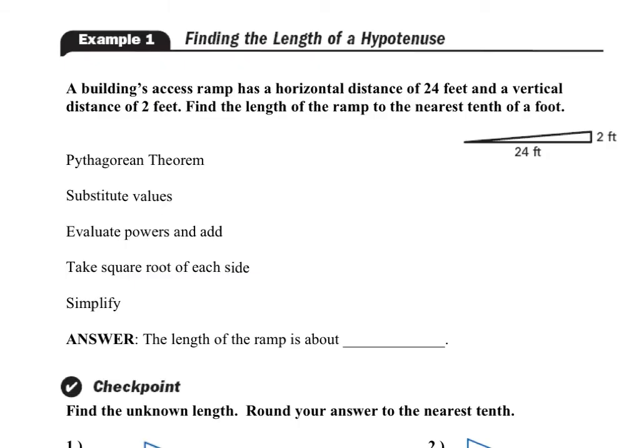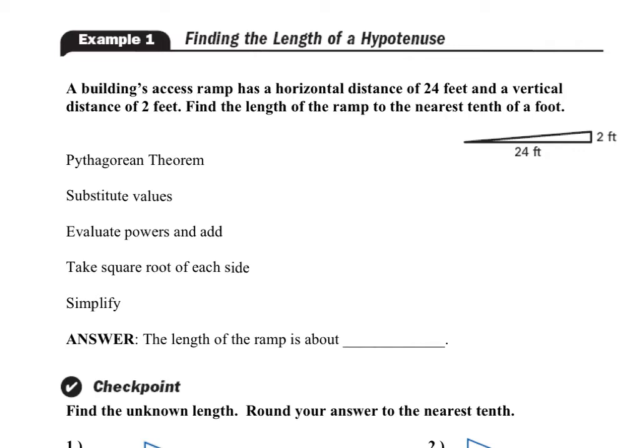All right, so we're actually going to start with a word problem because the word problems here really aren't that much more difficult than when there's not a word problem. This says a building's access ramp, meaning the ramp you would use to get into the building, has a horizontal distance of 24 feet and a vertical distance of 2 feet. And then they've drawn that for you.